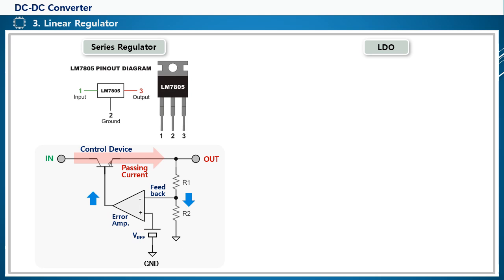Since 1 or 2 NPN transistors are used as the control device between the input and the output, the voltage drop between the input and the output is approximately 2 volts. Therefore, in order to obtain a 3-volt output, a voltage of at least 5 volts must be input.